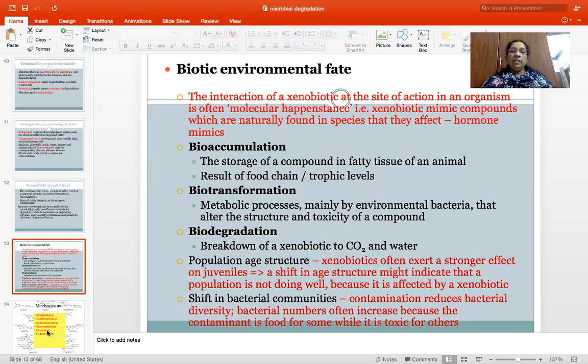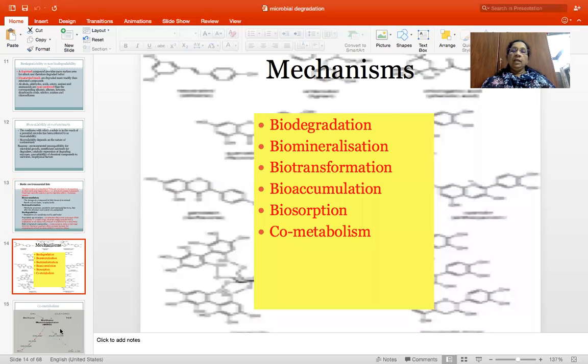And biotransformation is also another metabolic process which is also done by bacteria that alters the structure and toxicity of the compound. That is, it will not be completely biodegraded. It will be changed from one form to another. That is called biotransformation. And when we talk of biodegradation, it is a breakdown of the xenobiotic to carbon dioxide and water. We'll see the different mechanisms of biodegradation. Biodegradation is a broad term, and within that we can see biomineralization, biotransformation, bioaccumulation, biosorption, and co-metabolism.